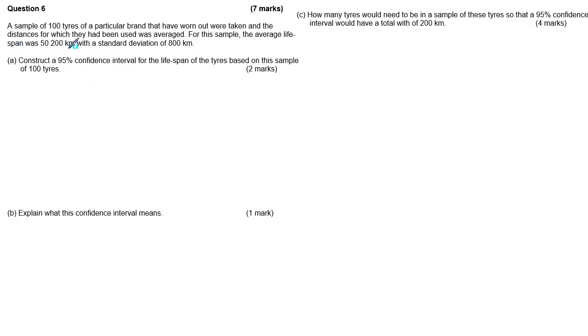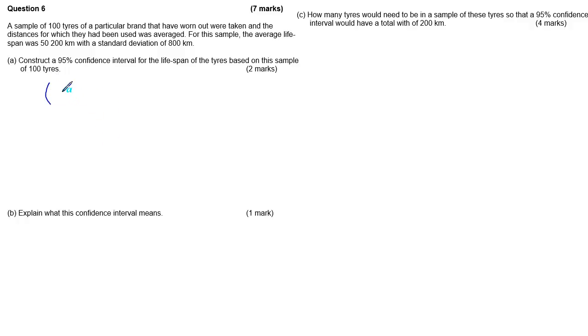A sample of 100 tyres of a particular brand that have worn out were taken, and the distances for which they have been used was averaged. For this sample, the average lifespan was 50,200 kilometers with a standard deviation of 800 kilometers. We want to construct a 95% confidence interval for the lifespan of the tyres based on this sample of tyres.